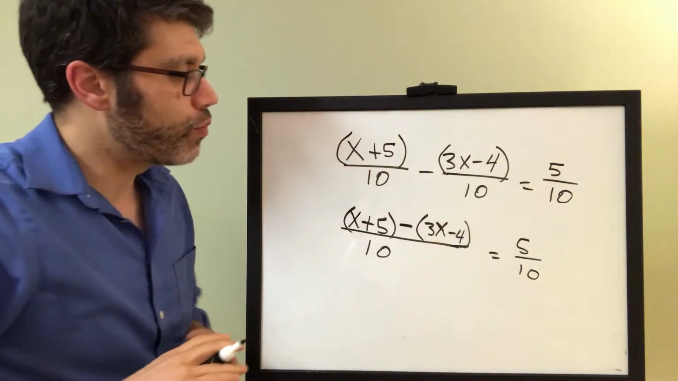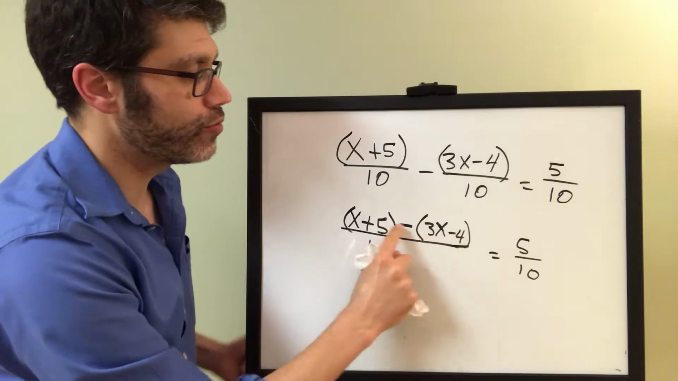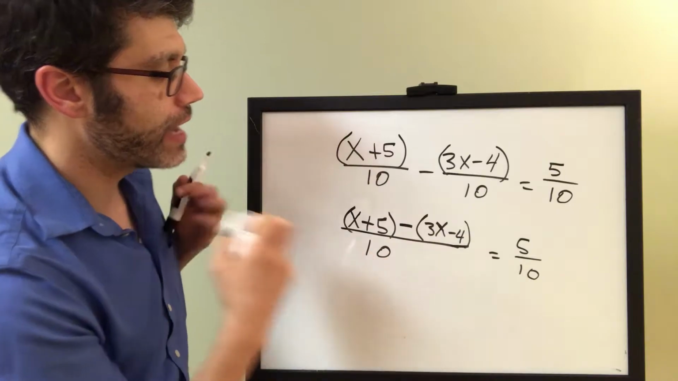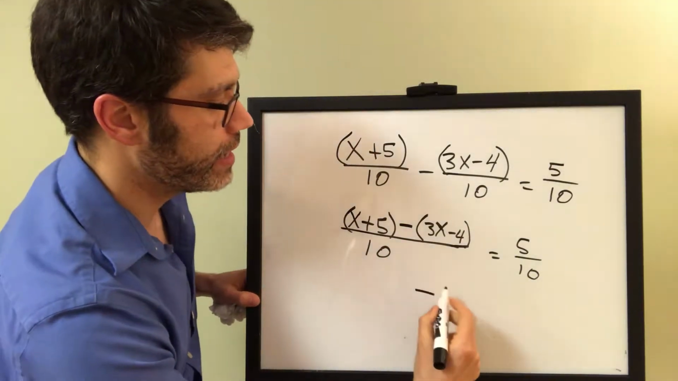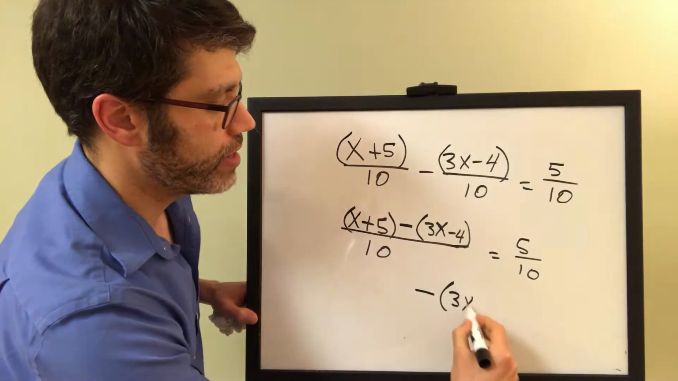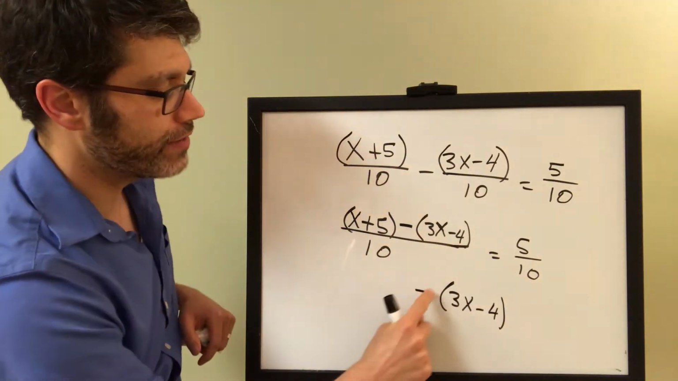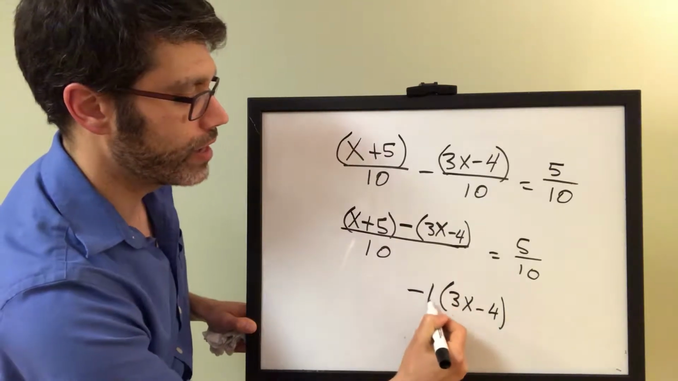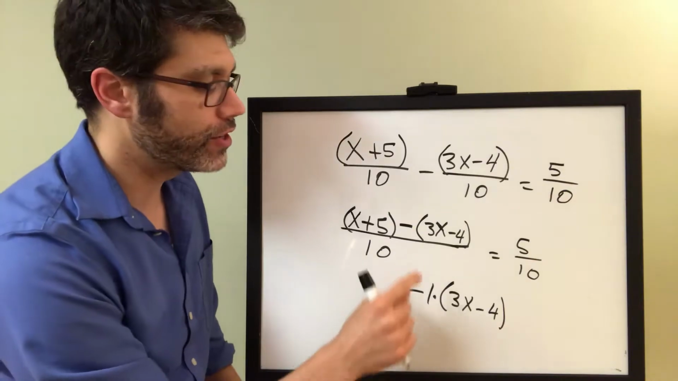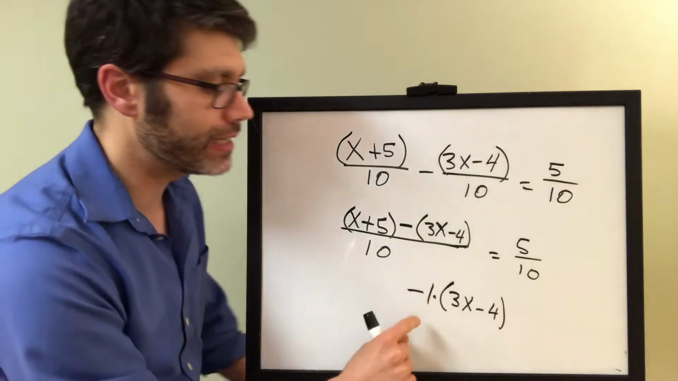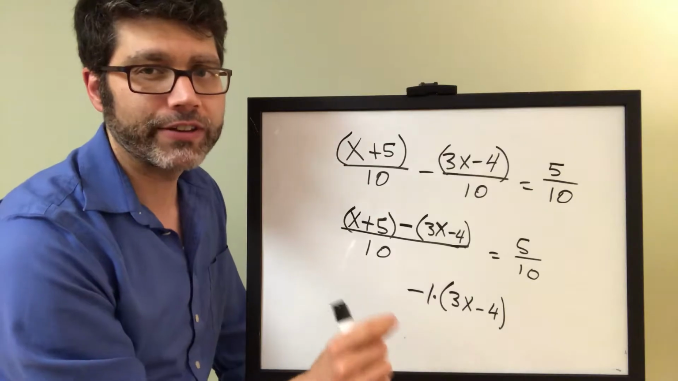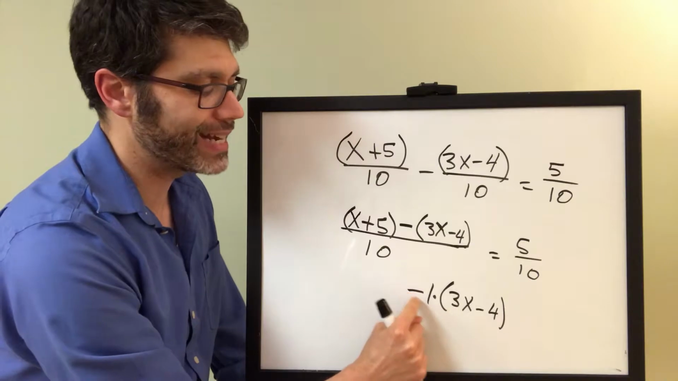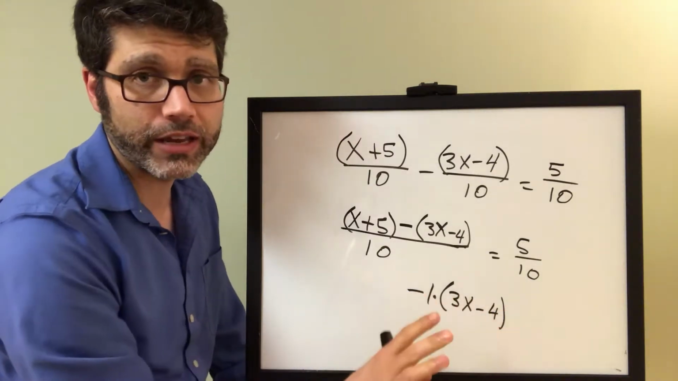So if it helps you remember to distribute this negative, you could rewrite it as this. You could say this negative, 3x minus 4, you could think of it as being a minus 1 here. Remember, if there is no explicit coefficient, you can always think of it as being 1. So instead of just minus and then parentheses, you could say minus 1 times parentheses. All right, you could also say that.